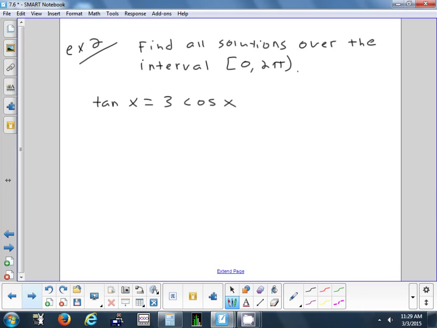Okay, so we're looking for all answers here between 0 and 2 pi. And we have tangent x equals 3 cosine x. Okay, we've got to substitute in for one of these trig functions.